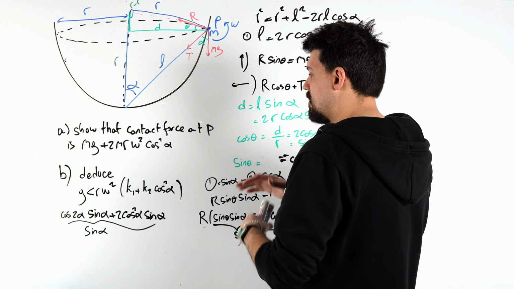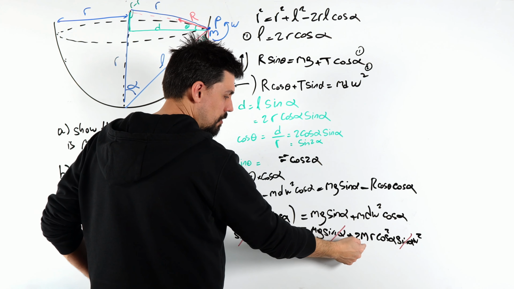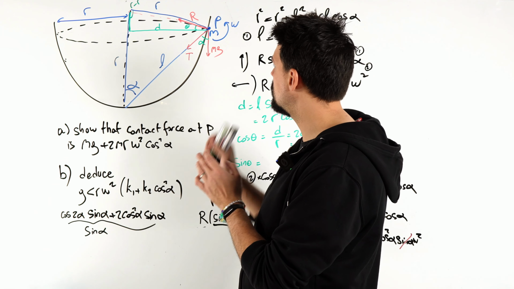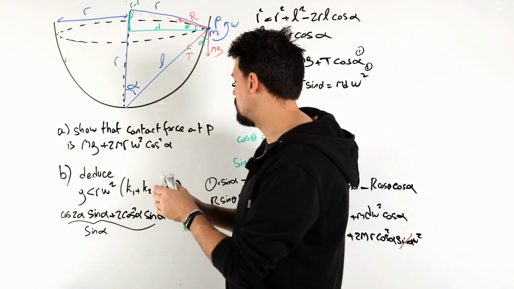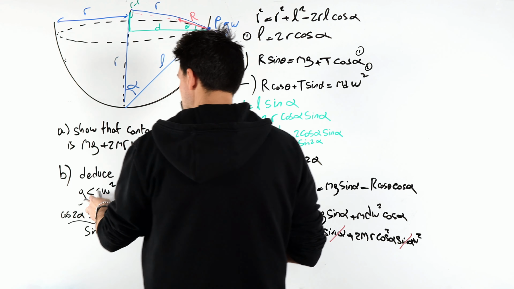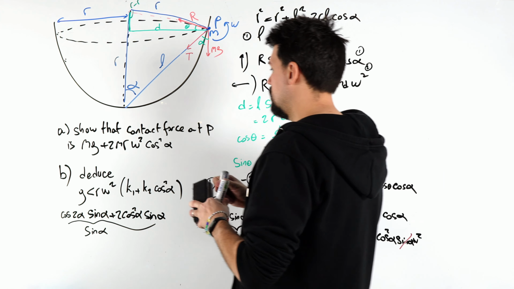So why would that need to be that? But either way, we get our reaction forces mg plus 2mr omega squared cos squared alpha. We just need to go back to the geometry. We'll do that at the end. Let's not let this slow us down. Deduce all of that. Okay, so that is R.